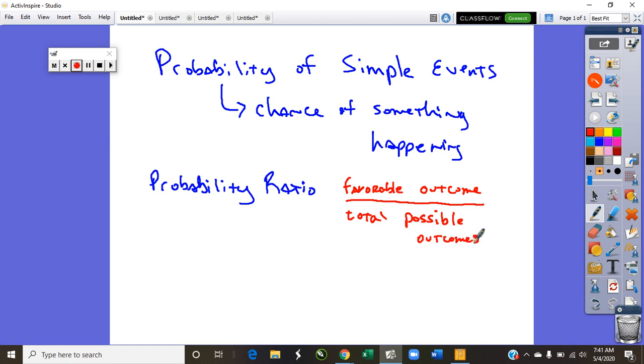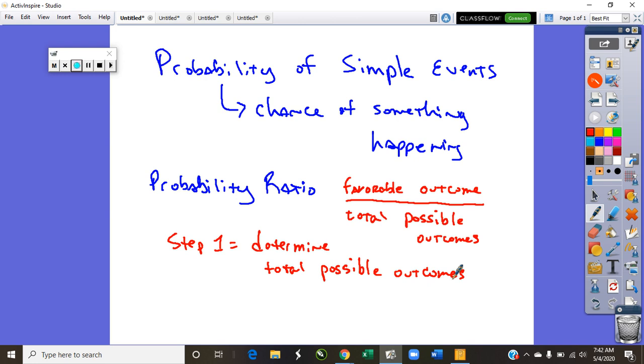Okay, so let's take a look here. The first thing that we're going to do anytime we're dealing with probability, step one, determine total possible outcomes. That's the first thing you're going to do every time. Because you're going to use that every time you use the probability ratio in a problem.